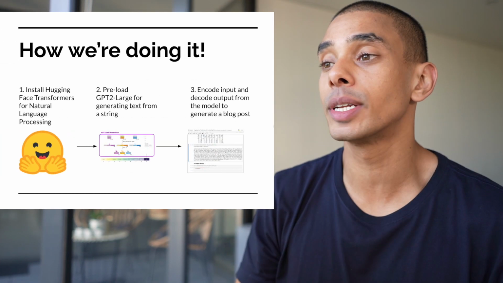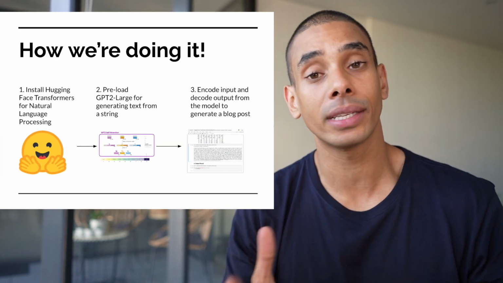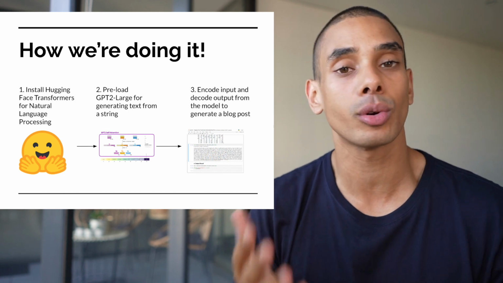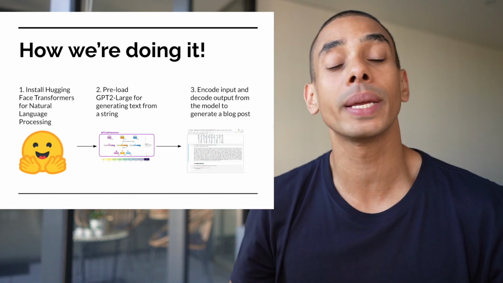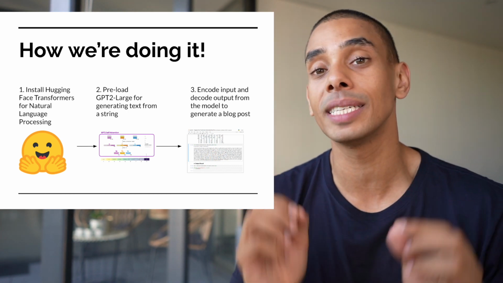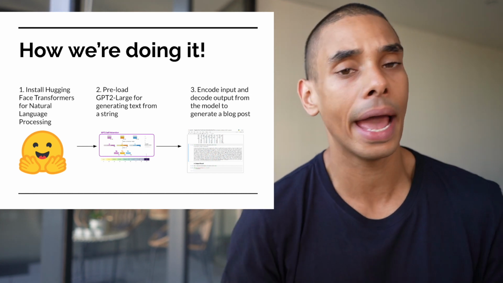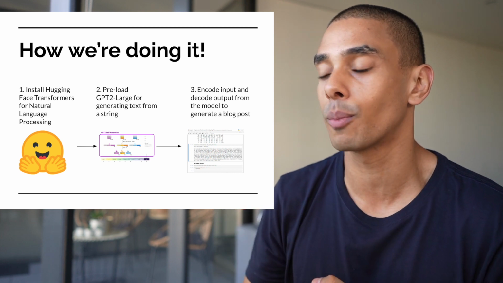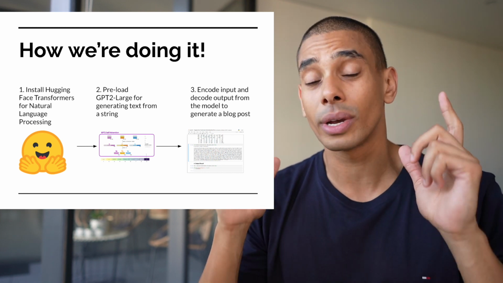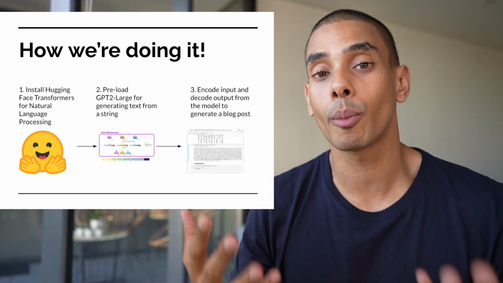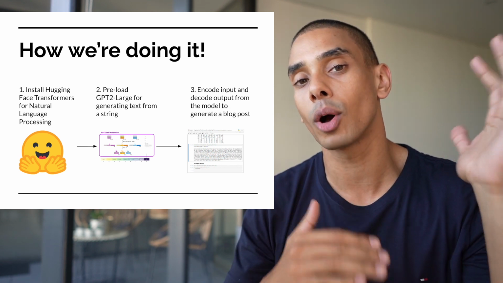So first up, what we're going to be doing is installing Hugging Face transformers. That's the name of the library for natural language processing. Then what we're going to be doing is preloading the GPT2-Large model. This is going to give us a whole heap of power and grunt to be able to generate our blog posts. What we can then do is just pass through a single sentence for what we want our blog post to be about and have an entire blog post generated.